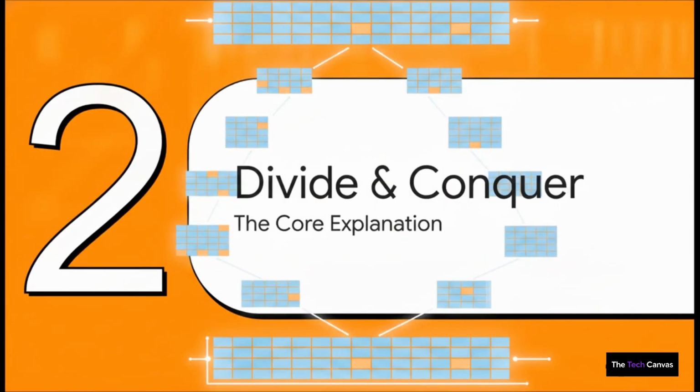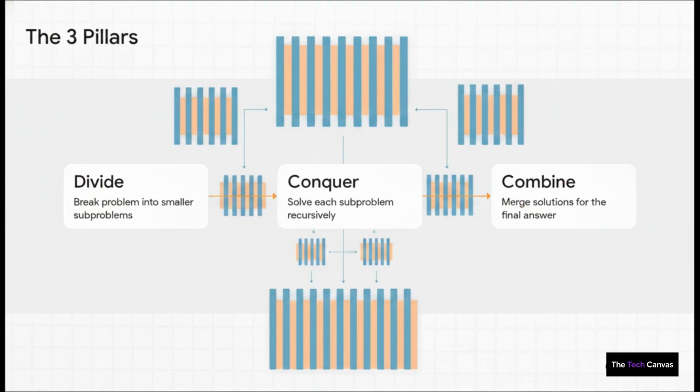Moving on to section 2, divide, conquer, and combine, the core explanation. So here is the formal blueprint of divide and conquer, broken down into 3 distinct logical pillars. First up, divide. This is where you take your original problem and break it down into smaller, similar subproblems.